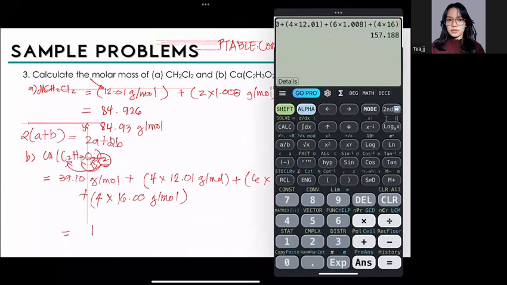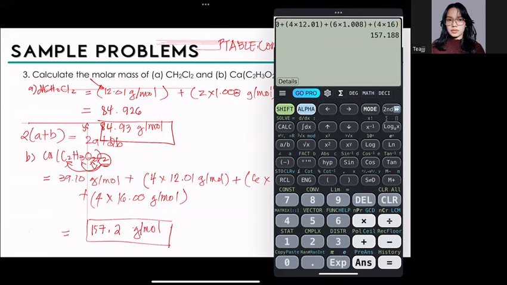So now we have 157. I'll directly round it off. That's going to be 157.2 grams per mole. Now, do not forget to put the units in your final answers. Without the units, that's just a dimensionless number. So I will not be considering that as a molar mass.